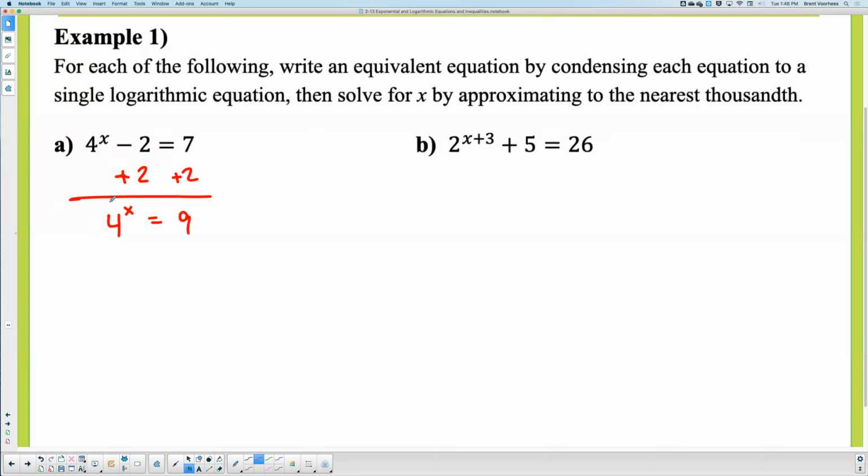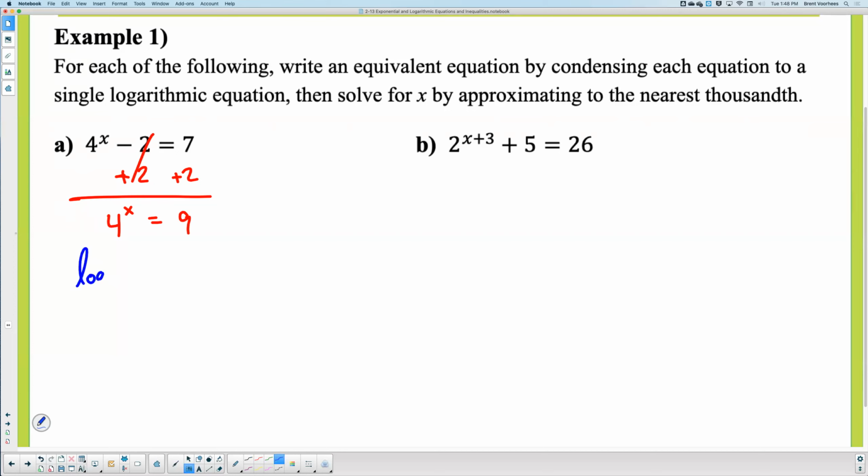Now, once you have it isolated like this, we can apply the inverse to solve. Let me go ahead and drop that. So 4 to what power equals 9? We don't know. So we can convert it to, what's the inverse of exponential? Log. If I convert it to a log, I can solve this.